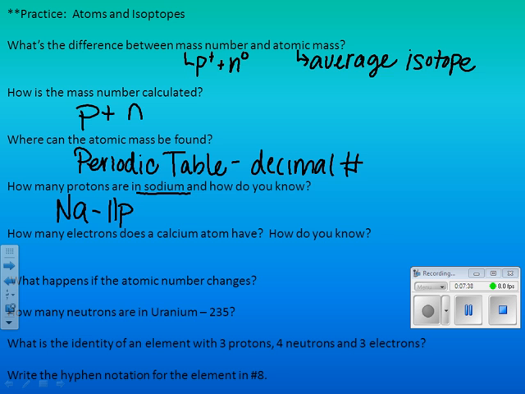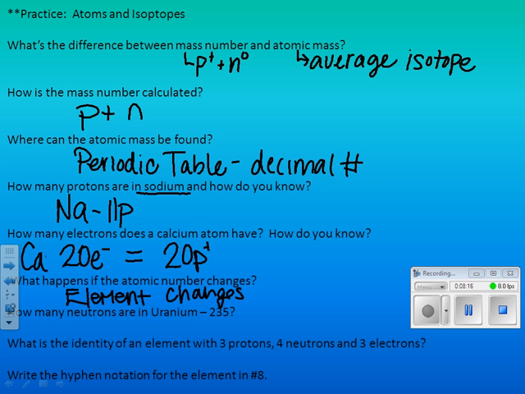Okay, how many electrons does a calcium atom have, and how do you know? All right, a calcium atom has 20 electrons. Well, how did I figure that? Well, I went to the periodic table, I found calcium, and I noticed that it had 20 protons. Well, in a neutral atom, we can always assume protons equals electrons. Therefore, I have 20 electrons. What happens if the atomic number changes? Well, then we have a new element. The element changes. There's a new one.